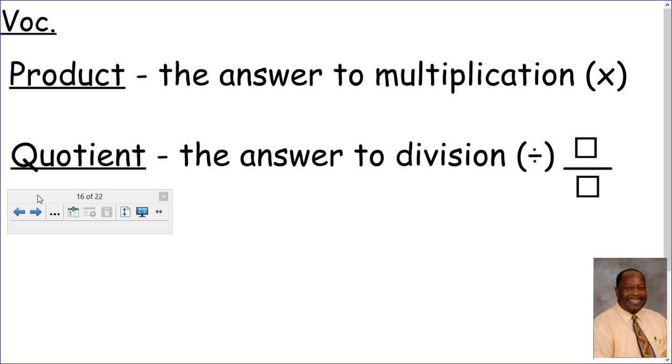The fraction bar itself means division, the top number divided by the bottom number. So if you have a fraction, that's also in disguise a division problem. So you more so see it like this instead of the traditional method.